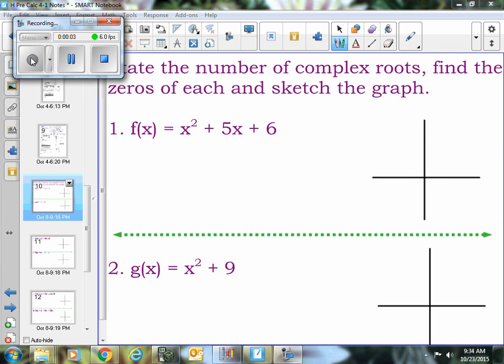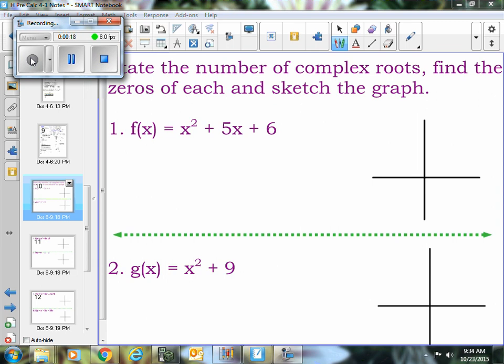Alrighty, this is day 2 for section 4.1. We're going to be looking at polynomials again, but instead of looking at, okay, here are the roots, write the polynomial, today we're going to go the opposite direction. So if you have the polynomial, how do you find the roots, whether they're real or imaginary?